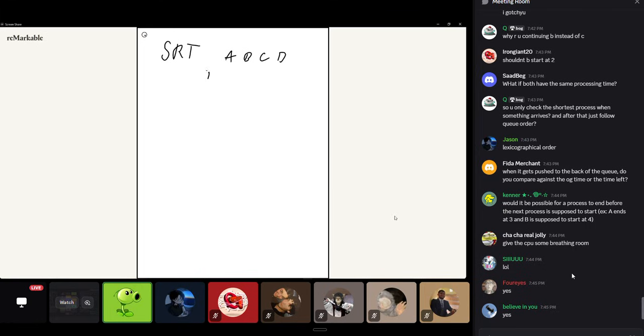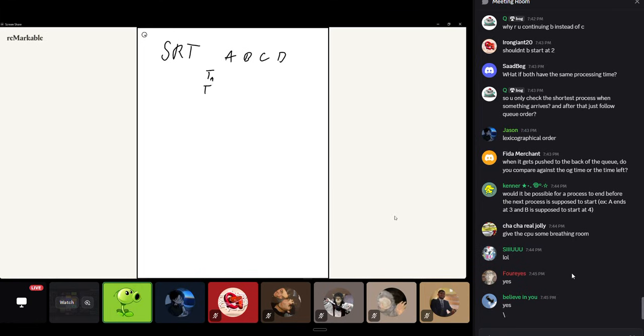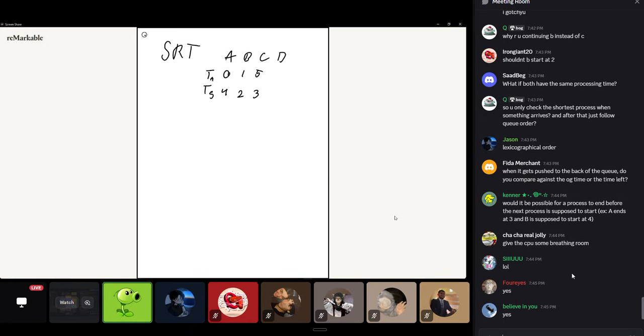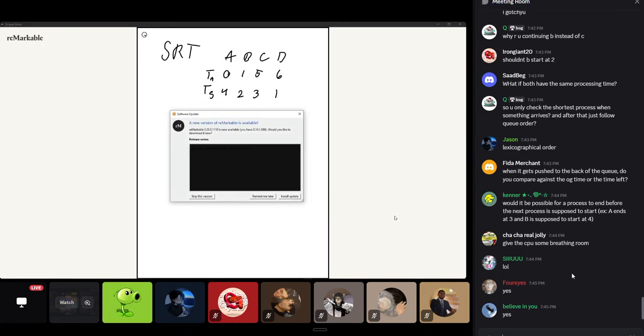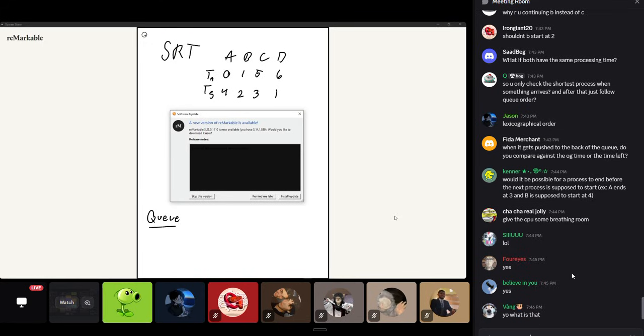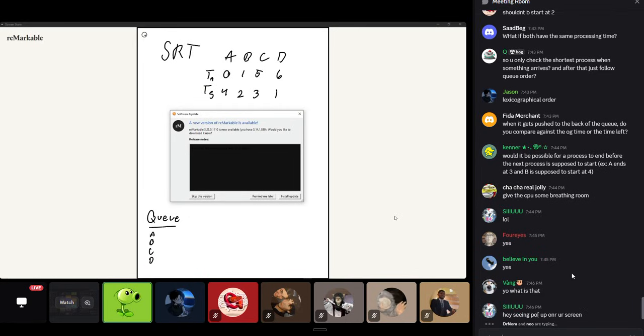We have our TA, which they'll give you, and our TS, which they'll give you. We have 0 and 4. Then we have 1 and 2. Then 5 and 3. Of course, 6 and 1. Then you need to find the time that it finishes at and its turnaround time. Our Q is going to be very important here. And of course, we're just going to assume always A, B, C, and D at the start before we start moving things around.